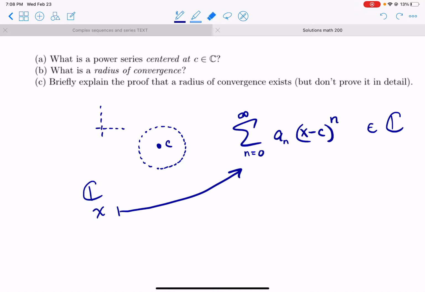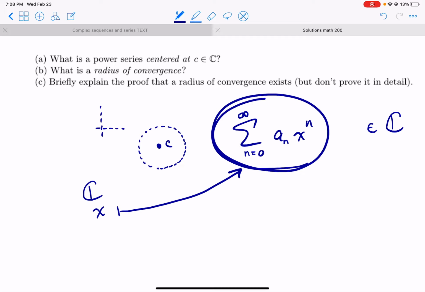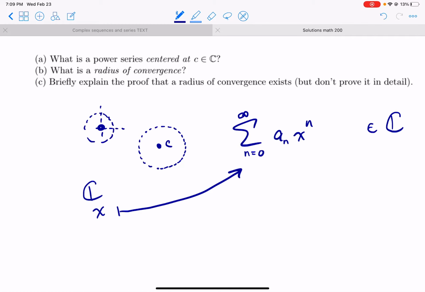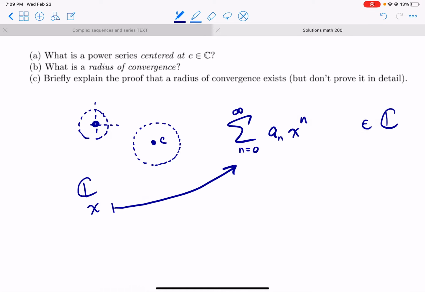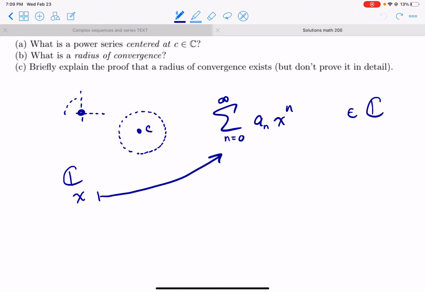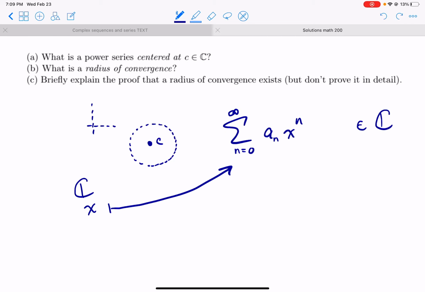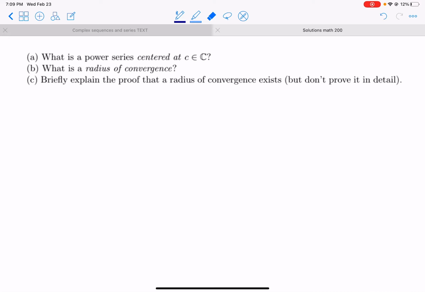So in particular, if we just do x minus 0 to the n, well, that just looks like x to the n. And this is a power series centered at 0, which has some radius of convergence or whatever. But we can shift it around. We can move it around and center it at other places. Okay, so let me answer the question. What's a power series centered at C?